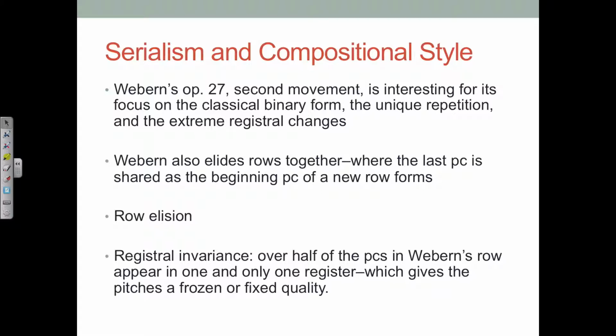And also this thing that we refer to as registral invariance, and this is really, really cool about the second movement of Opus 27. Over half of the pitch classes in Webern's row appear in one and only one register, so they're frozen there. And that's something that you might not hear until you've actually really listened to it several times, or you've looked at the score and you've done a careful analysis of it. It gives this idea of the pitches being kind of frozen in register, or kind of being fixed there. It really presents a very interesting way to listen to this piece once you've gotten to know it pretty well.